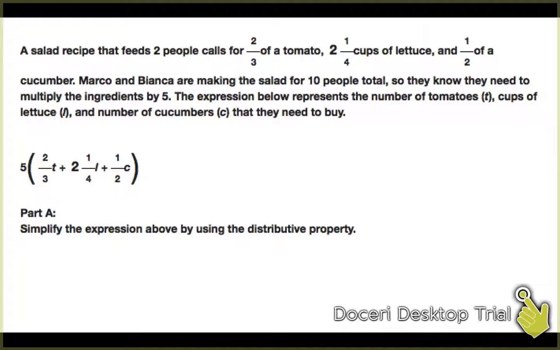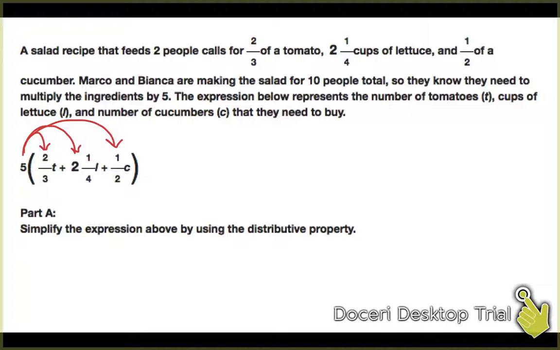Part A. Simplify the expression above by using the distributive property. Alright, well, we just need to distribute. So, what are we going to do? We are going to multiply the 5 times all of the terms inside of the parentheses.